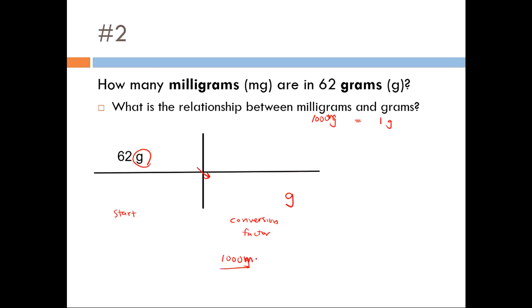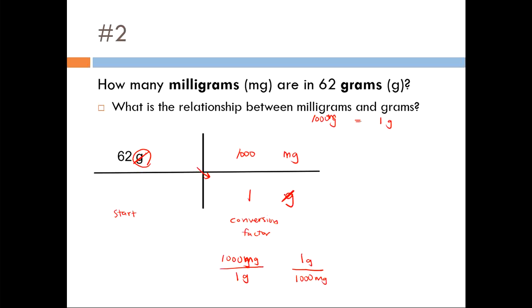So I'm going to look at two different ways I can write this. I'm either going to write it like this, or I'm going to write it like this. Which one do I want to plug into the fence? The one where the G is on the bottom, the grams is on the bottom. So on the other side, I'm going to write milligrams. What number goes with milligrams? 1,000. What number goes with grams? 1. Like units cancel out.